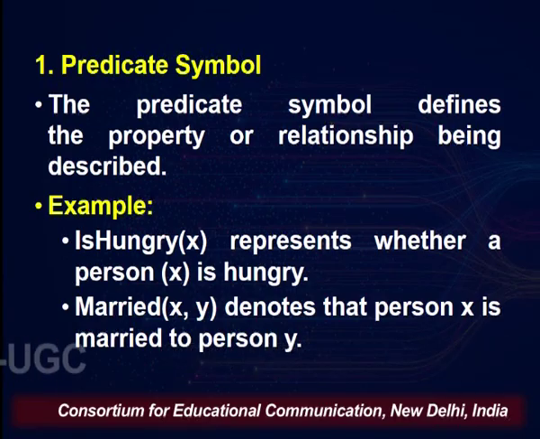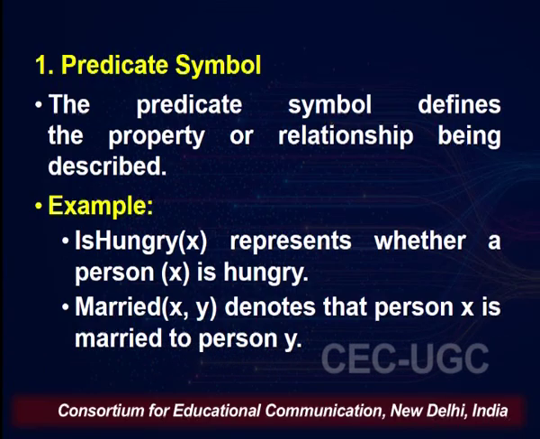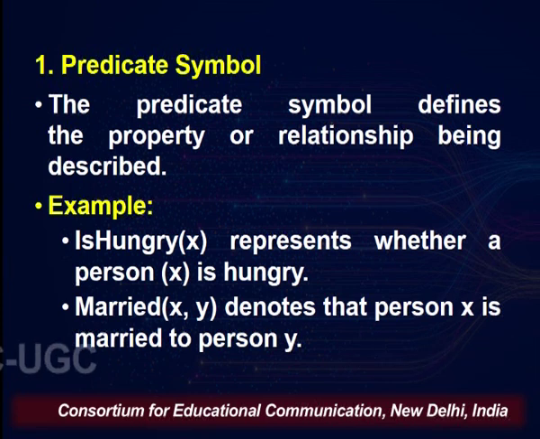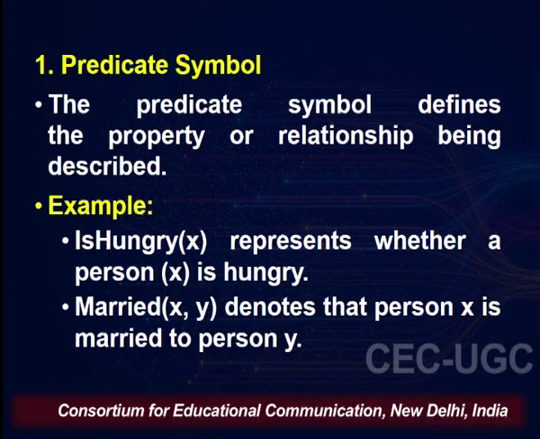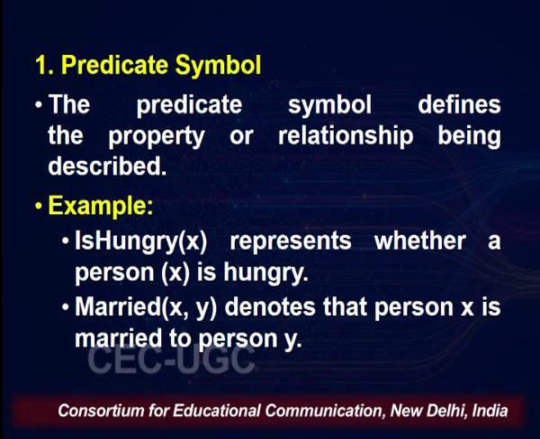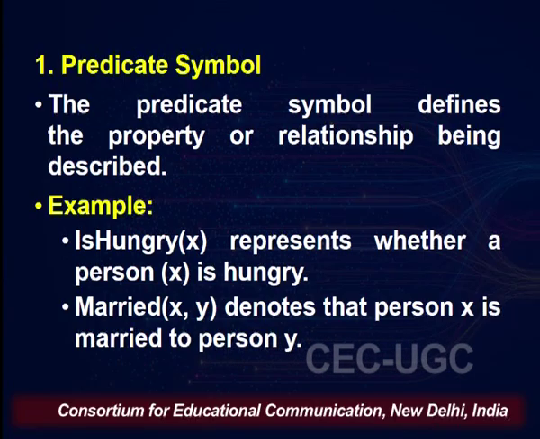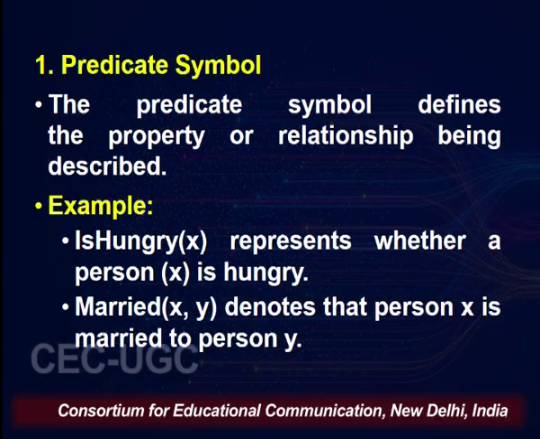In order to understand the predicate completely, we need to look into the scope of quantifiers as well. First, let us see how predicates are made and some examples. The predicate symbol defines the property or the relationship being described. For example, is hungry, and within the brackets I am writing X. That represents whether a person X is hungry. Then married(X, Y) denotes that person X is married to person Y. These are examples of the predicates we are going to use.